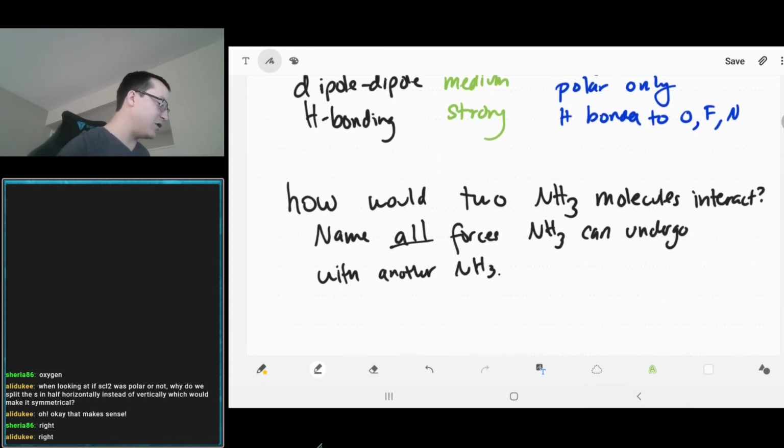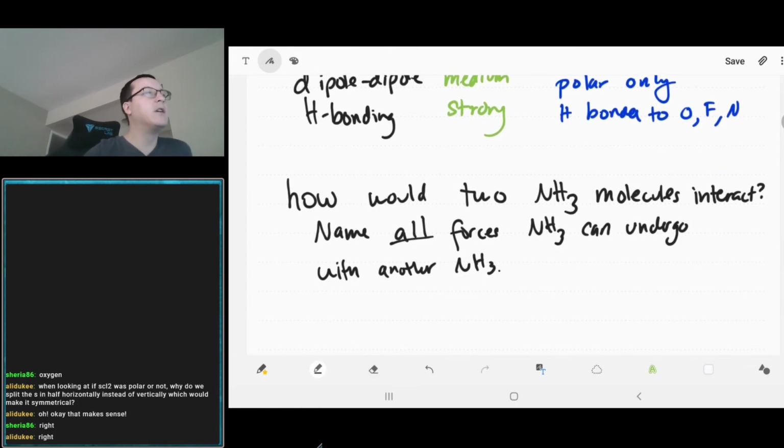So I guess this is kind of two questions, or no, it's still one question. This question is asking us to look at two ammonia molecules, and we want to look at all the forces that ammonia can possibly undergo with a second ammonia molecule. Remember that these have to have at least two molecules, or two atoms in the case of London forces, that are separate entities. So these always have to have multiples. Anyways, let's think of all the forces that ammonia can undergo.